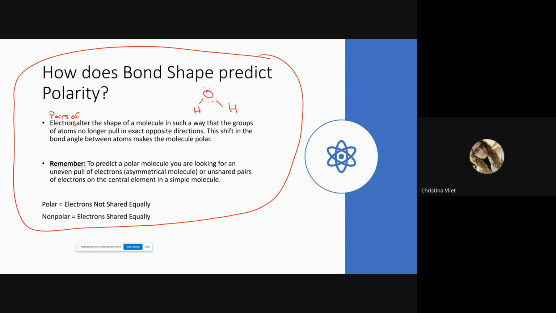And then you should also remember, to predict a polar molecule, what you're actually looking for is an uneven pull of electrons. Your molecule is not symmetrical, or you've got unshared pairs of electrons on the central element in a simple molecule. By simple molecule, we mean one central element. You should also recognize the dipole sign because you're going to need it today. This means partial negative and partial positive.